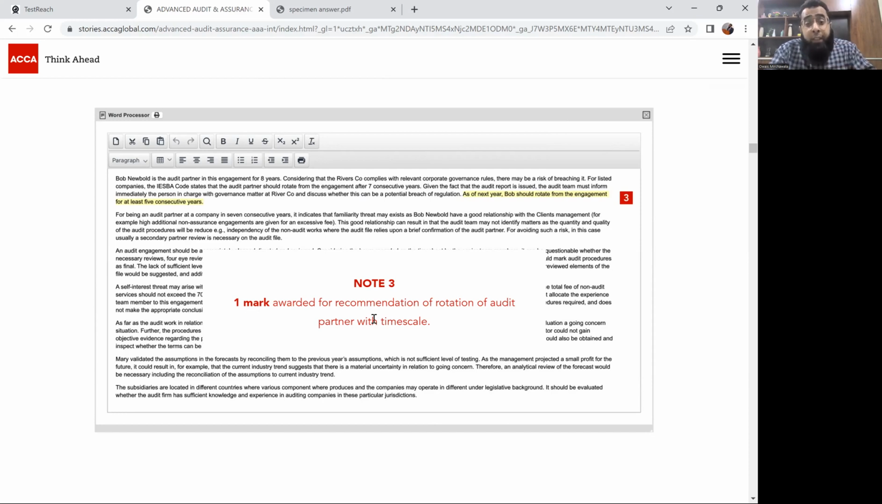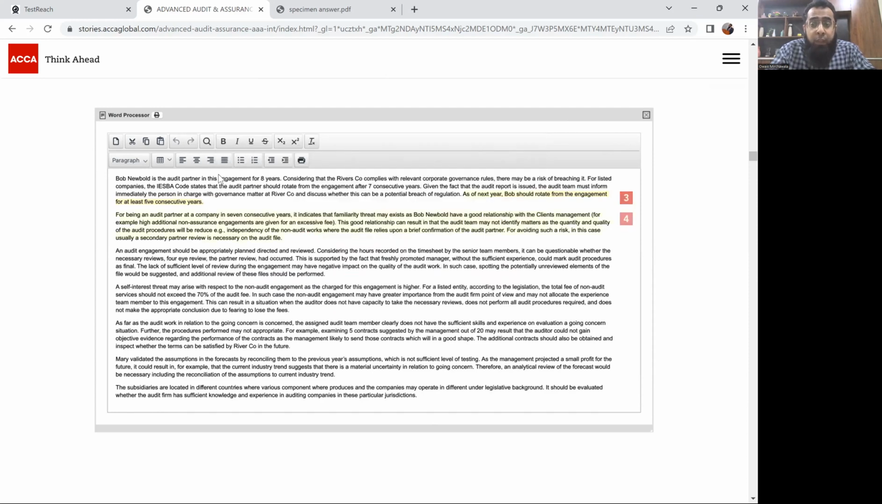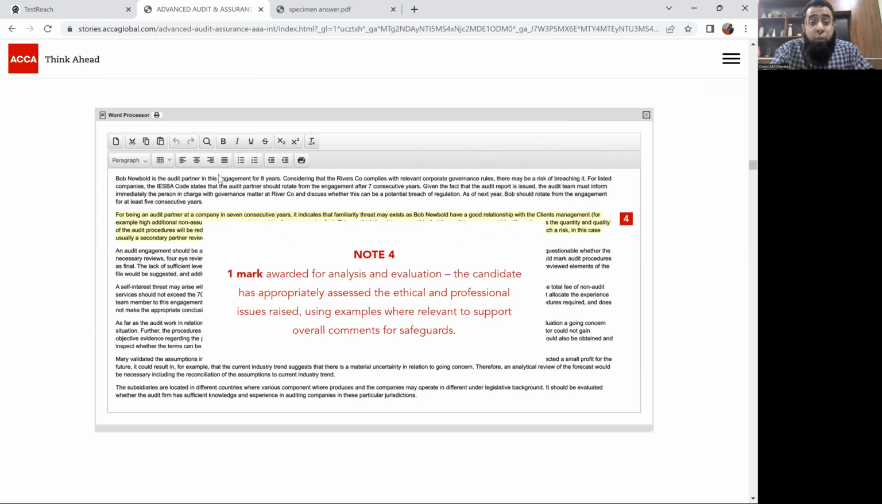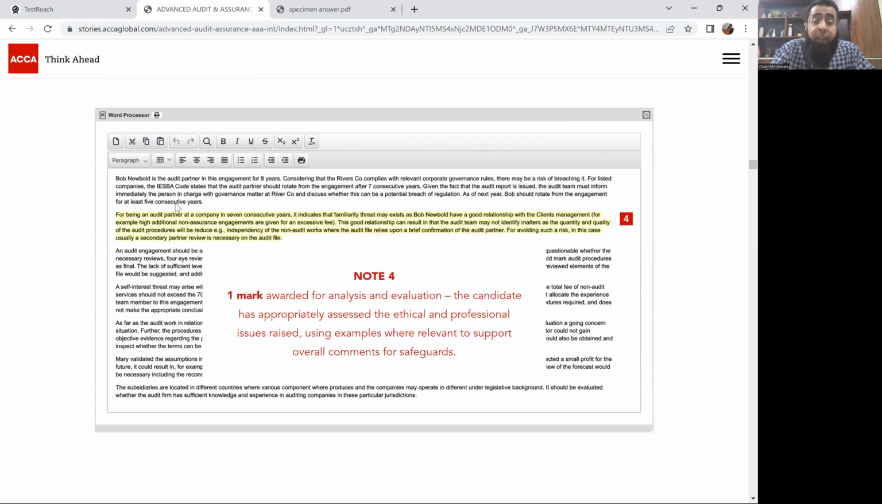So if you look at it, this one small paragraph got 3 marks for you. Okay. If you look at note 4, in that he's moving towards the next paragraph. So this one small paragraph earned 3 marks in the examination. You identified the breach of regulation.